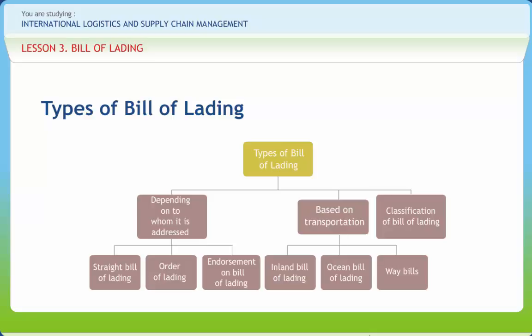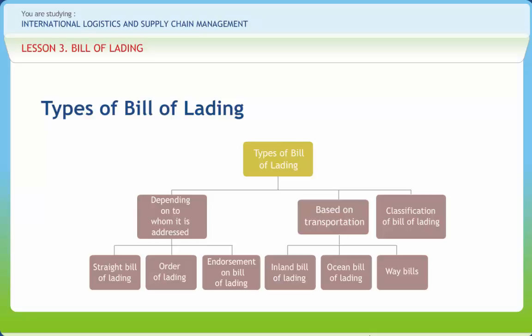Clean B/L indicates a clean receipt. In other words, it implies that there has been no defect in the apparent order or condition of goods at the time of receipt or shipment of goods by the shipping company. Claused or dirty B/L shows that the B/L is qualified, which expressly declares a defective condition of goods.